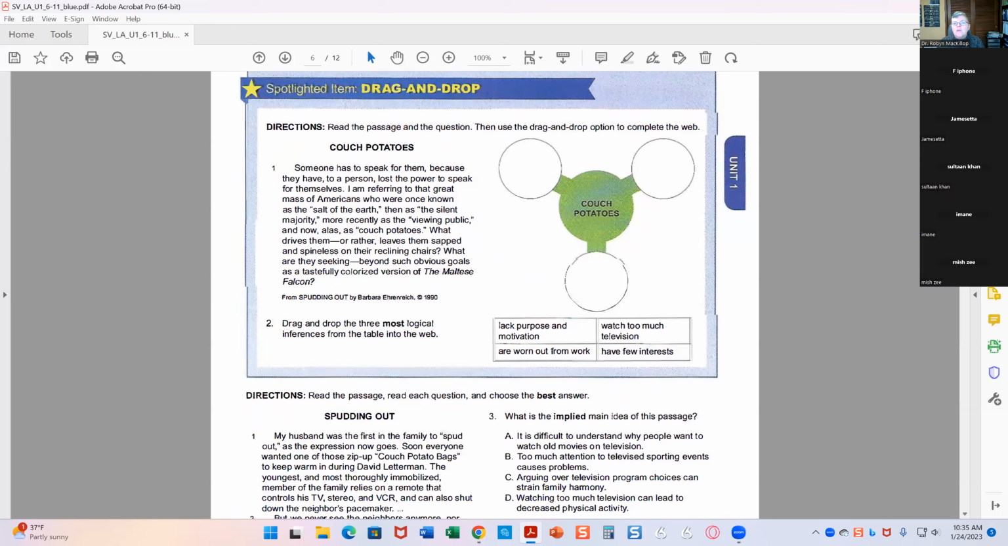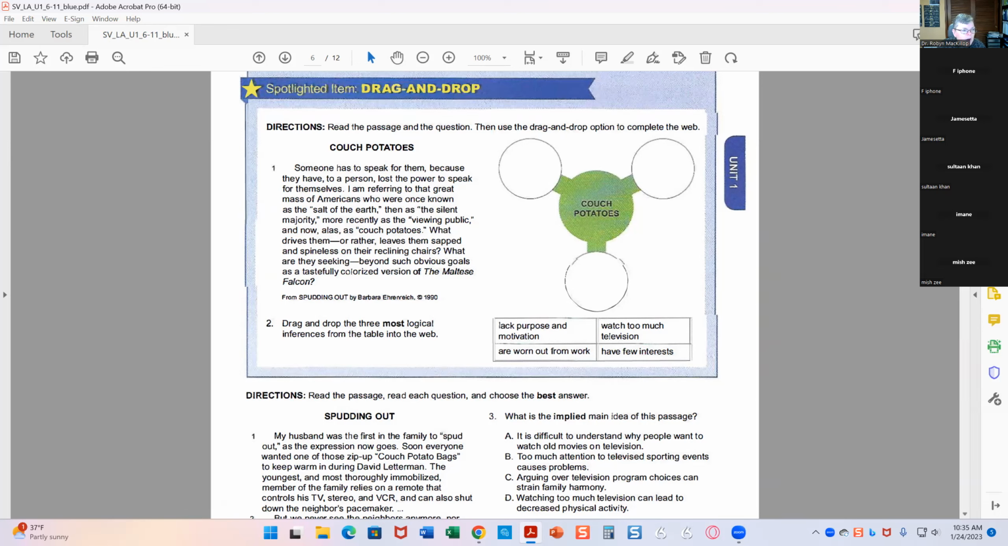All right. One of the things that they sometimes will do on the GED test, you won't just have multiple choice A, B, C, D. Sometimes you will drag and drop answers into an image. And that's what this is. So you'll get a little reading just like this. And then the directions are drag and drop the 3 most logical inferences. What is the author saying without actually saying it? It's kind of like one of those, tell me that you love school without telling me you love school. One of those kind of things.